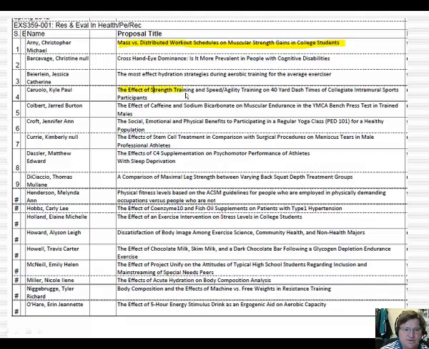The effect of strength training and speed agility training on 40-yard dash times of collegiate intramural sports participants. So I think Kyle, this is a nice title, and we'll talk about titles more later, because it identifies the participants, the subjects, the collegiate intramural sports participants. It introduces the dependent variable, which is the 40-yard dash time. It introduces the independent variable, which is the type of training program.